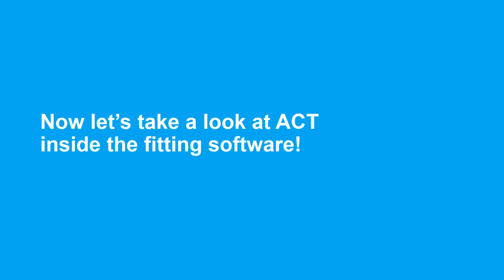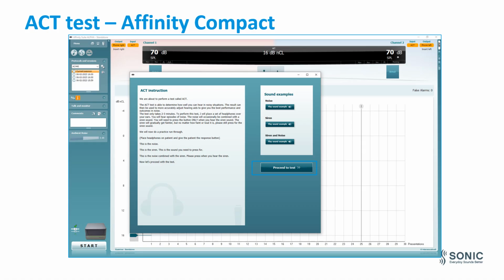Now we will take a look at ACT inside the ExpressFit Pro software. But, of course, it is also available in the Oasis Next software. As you saw in the video earlier, remember that the ACT test is done with the Affinity Compact Diagnostic Equipment. It's also available in other companies, but I'll discuss that later on. Step 1. You do an audiogram, then you select ACT, and you will then see this instruction box pop out. There's a script that you can tell your client written in the instruction box.